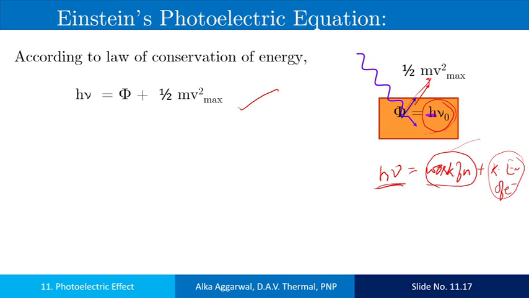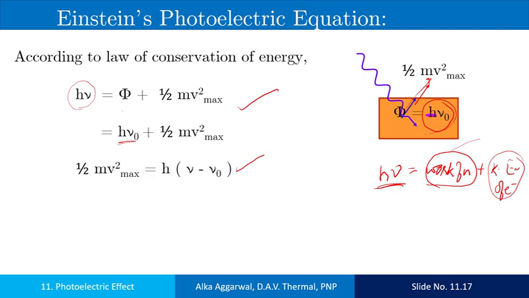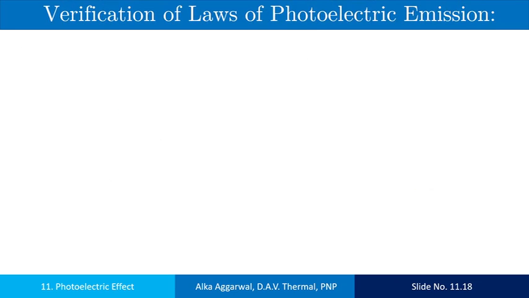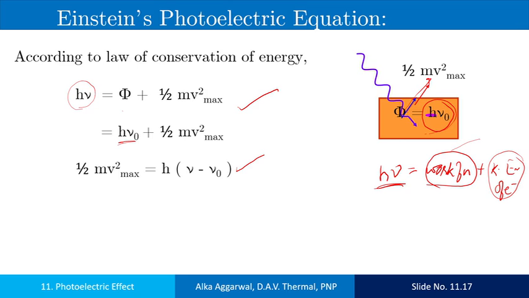Phi is the work function of the metal, h nu is the energy of the photon. As already I told you, work function is equal to h nu naught, where nu naught is a threshold frequency. So the kinetic energy of the electron can be written in this way. Right? This equation is Einstein's photoelectric equation. Nu naught is a threshold frequency. No photoelectric emission takes place if the frequency is below the threshold frequency.